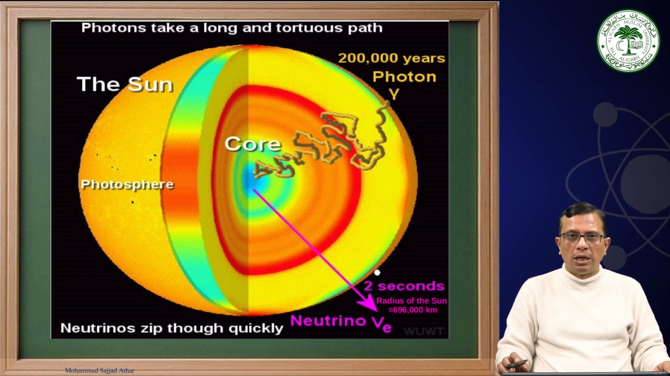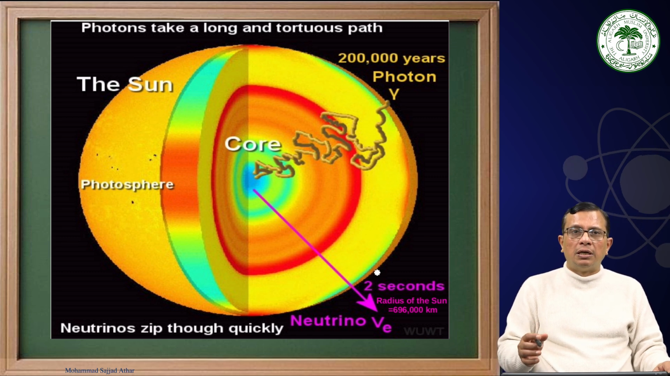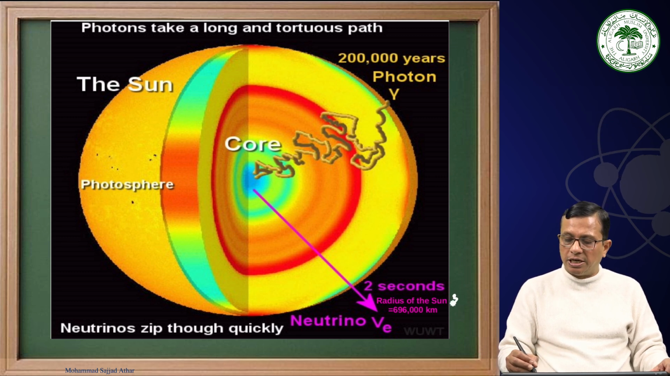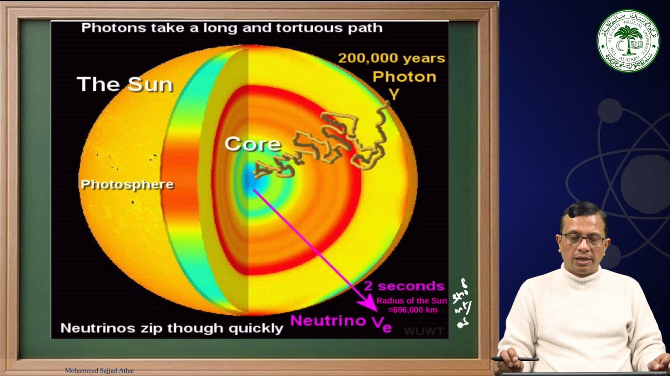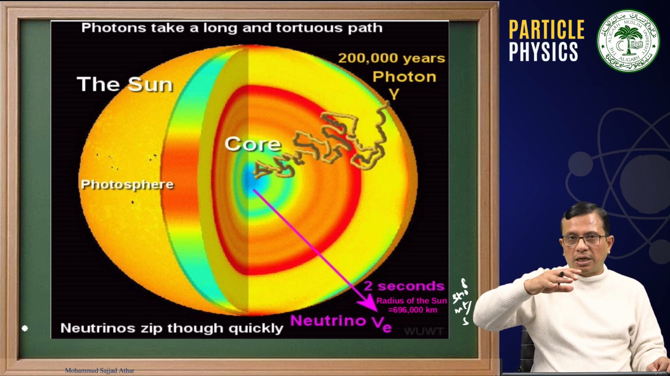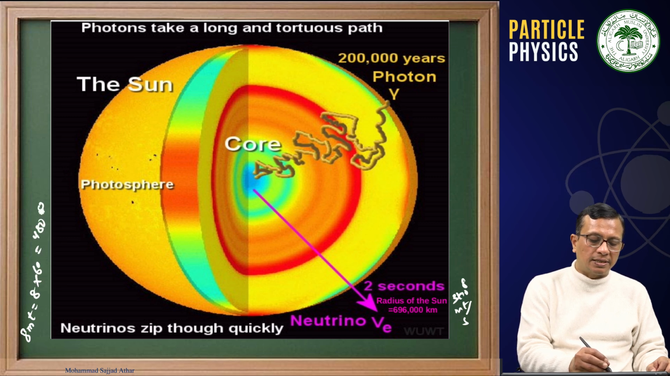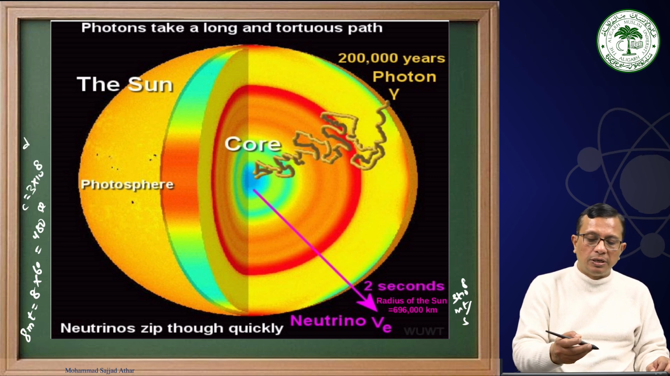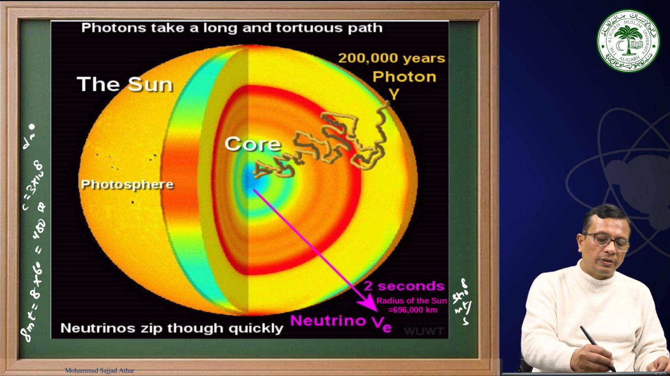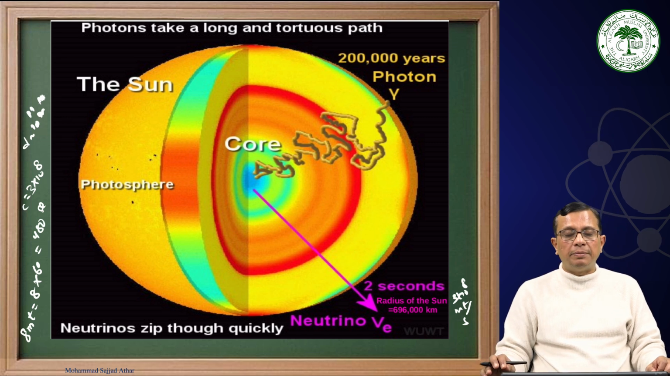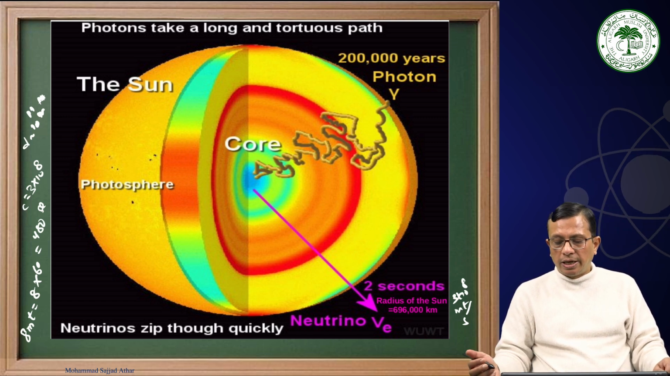While in the case of neutrinos, since neutrinos interact weakly, they come out and travel with the speed of light, that means 3 into 10 power 8 meter per second. Then we also know that from the surface of the sun to the Earth, it takes 8 minutes. So 8 minutes means 8 into 60 seconds, that is 480 seconds. And light travels with a speed of 3 into 10 power 8. Therefore, the distance that it covers, which we know by the name 1 astronomical unit, turns out to be of the order of 10 to the power 11 meters.